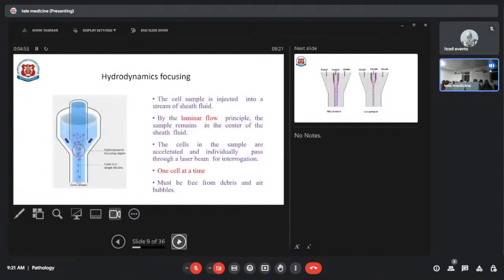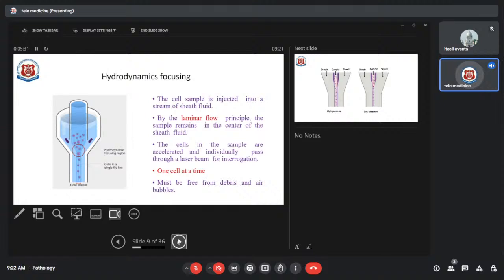Hydrodynamic focusing. This concept of using the sheath fluid or any fluid to make the center of the sample fluid into a single line because of the pressure exerted by it is called hydrodynamic focusing. The cell sample is injected into the stream of the sheath fluid by the flow principle. And cells in the sample are accelerated and individually passed through a laser beam for interrogation. So once you get a single cell pattern here, and suppose there is a light source here, at a time through the light source only one cell will pass, and that is what we want. So there should be one cell at a time.